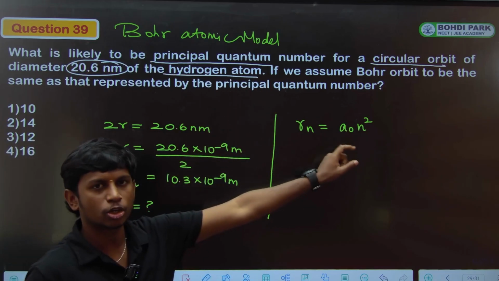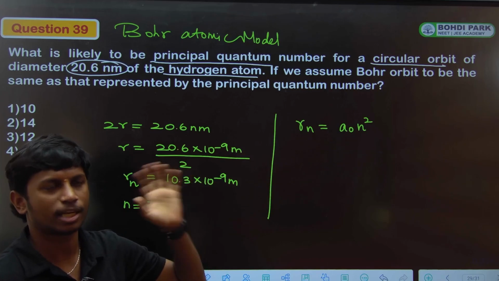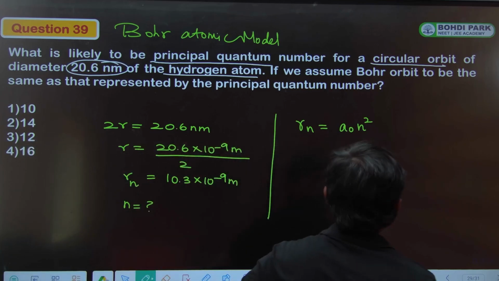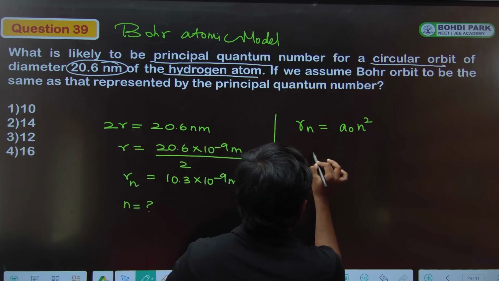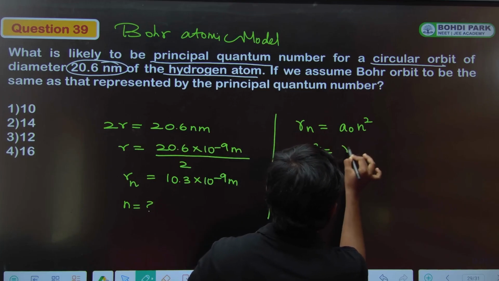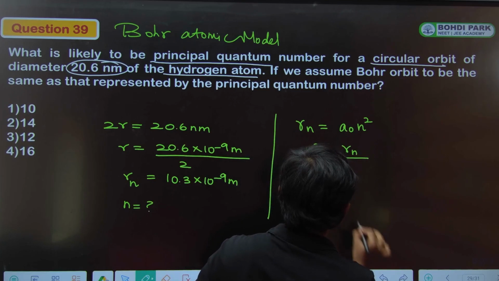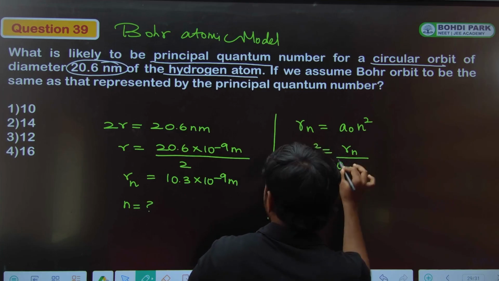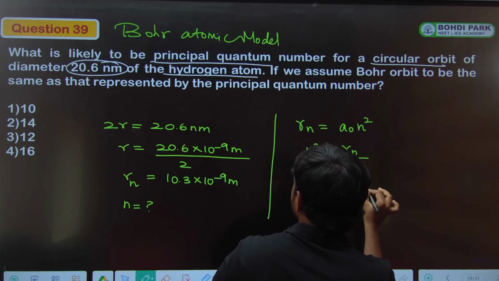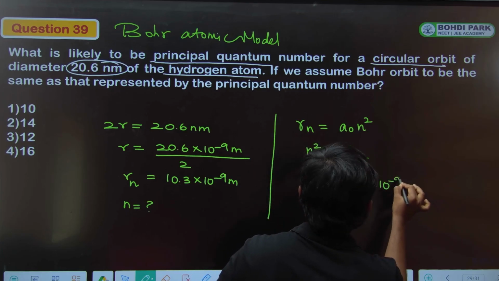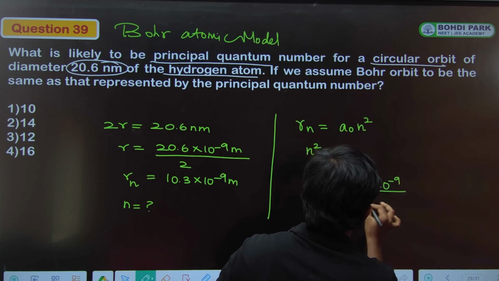What is A naught? It is the value of the first radius. Okay, we need to memorize that. That is nothing but 0.053. Okay, so we can rewrite the equation as n square is equal to Rn divided by A naught. What is the Rn value? 10.3 into 10 to the power minus 9 divided by 0.053.